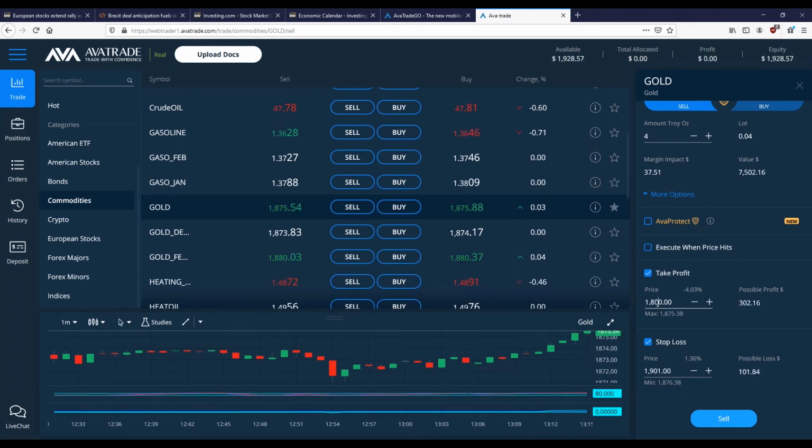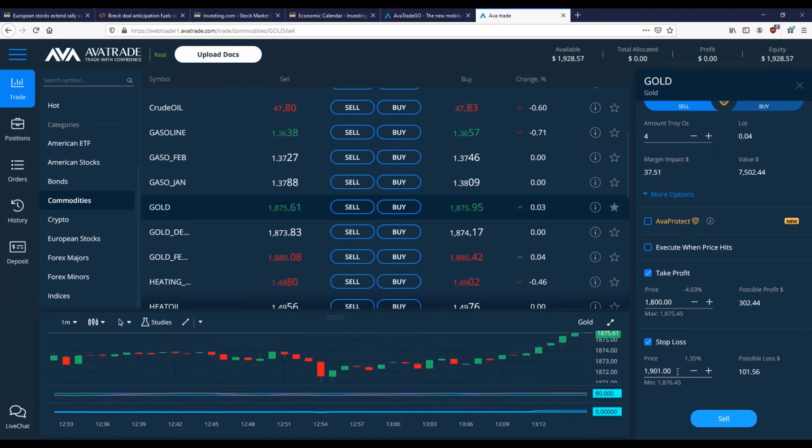Maybe I believe it could drop to 1800. Okay, now I have a 3-to-1 ratio: 300 possible profit to 100 possible loss. Or you could be going in the opposite direction, right? Just a simulation. So you see it's making it foolproof. You know what your possible profit is. You know what your possible loss is to your stop loss, etc.